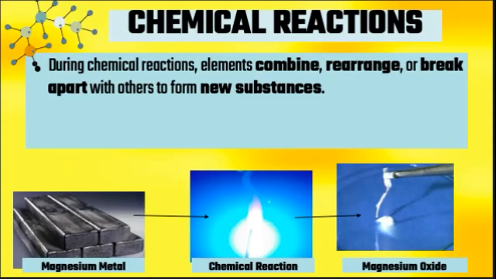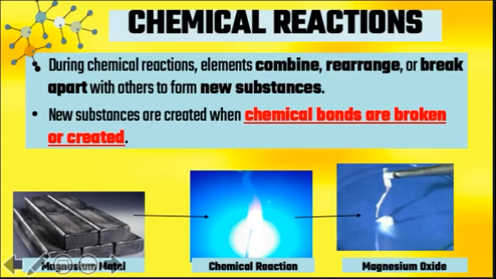Now, this works during chemical reactions. In chemical reactions, elements combine, rearrange, or break apart with others to form new substances. The new substances are created when chemical bonds are broken or created. So as seen here in the example, we have magnesium metal, and magnesium metal will undergo a chemical reaction by adding energy. Thus, it will create magnesium oxide.